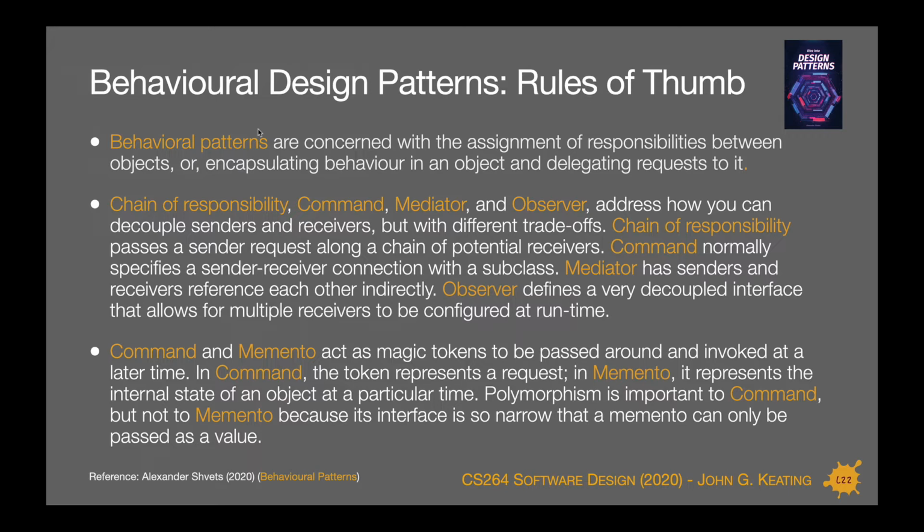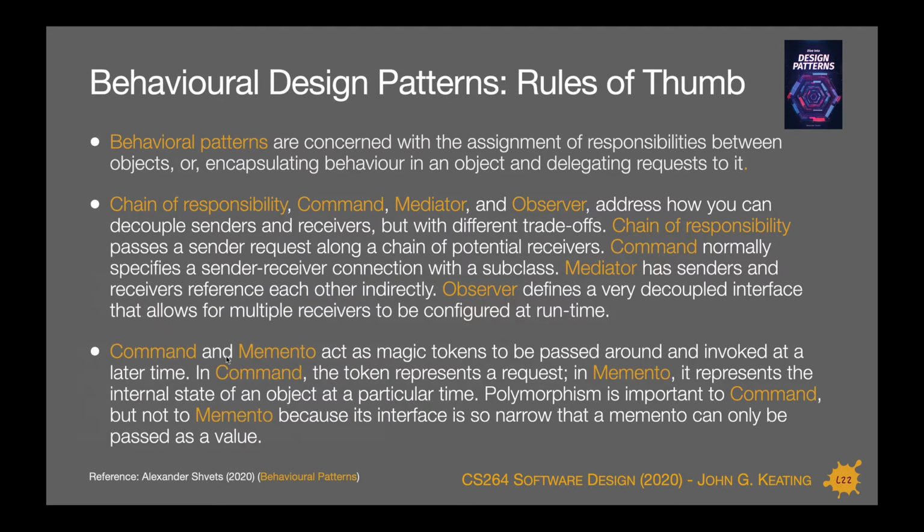Chain of responsibility, command, mediator, observer, all address how you can decouple senders and receivers, but with different kinds of trade-offs. The chain of responsibility passes a sender request along a chain of potential receivers. Command, as you know, normally specifies a sender-receiver connection with a subclass. Mediator has senders and receivers reference each other indirectly. We'll see a little bit about that later with a demo. Observer defines a very decoupled interface that allows for multiple receivers to be configured at runtime.